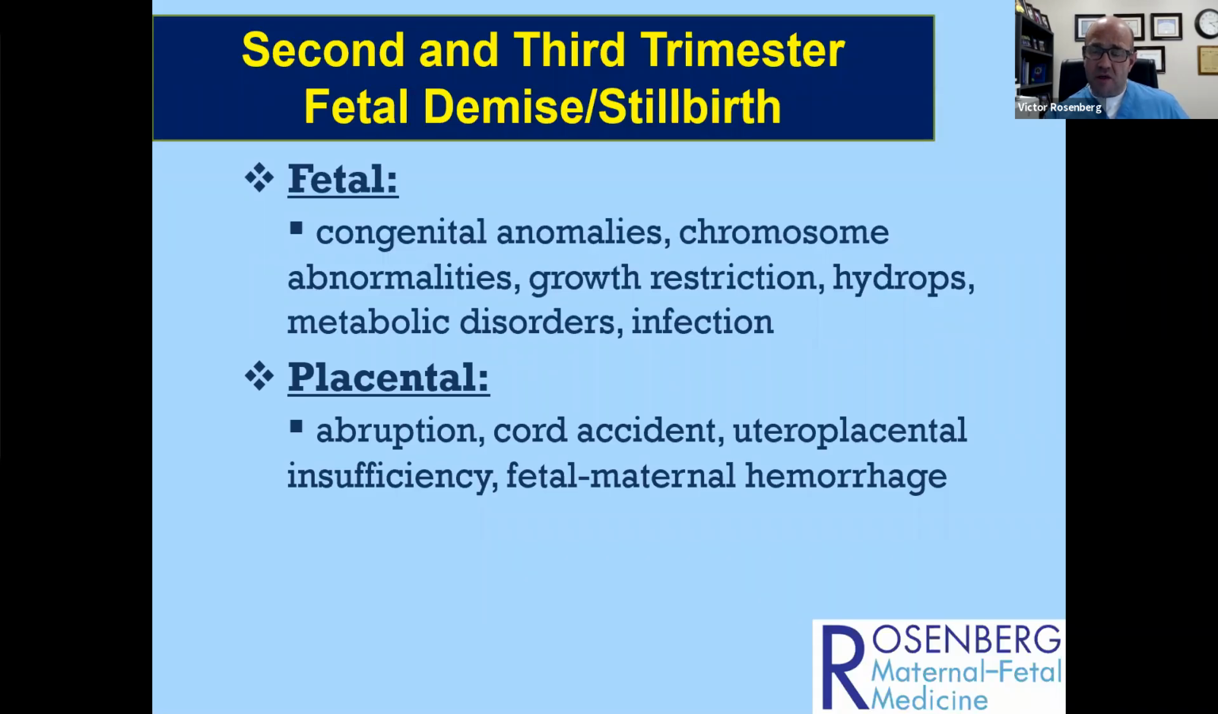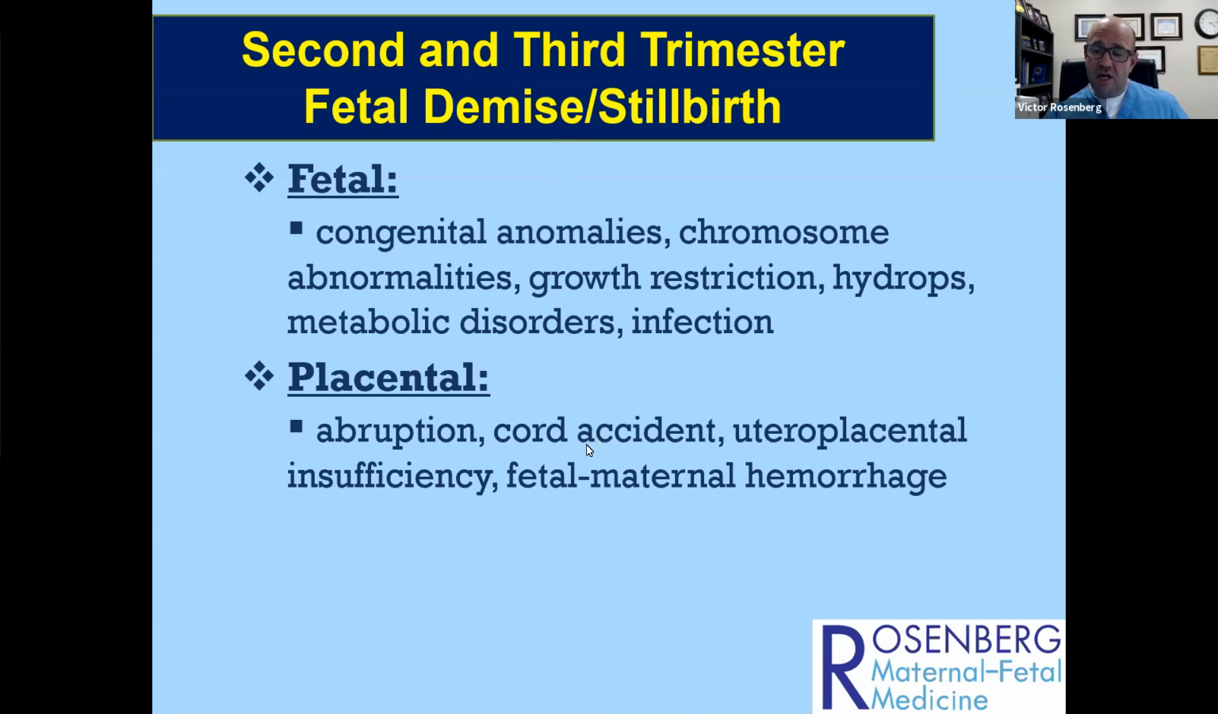We talk about placental causes of second and third trimester demise, and these include things like abruption, or as we mentioned before, a premature separation of the placenta from the wall of the uterus, a cord accident, what we call uteroplacental insufficiency, which we'll talk about more in just a minute, which is in layman's terms, the placenta is not functioning the way that it should. And if the placenta is not functioning the way that it should, the nutrients that need to go from the mother to the baby in order for the baby to grow and develop are not there, and then that leads to a demise.